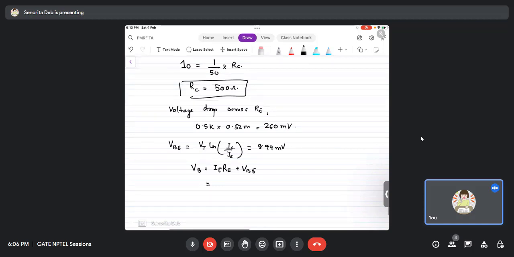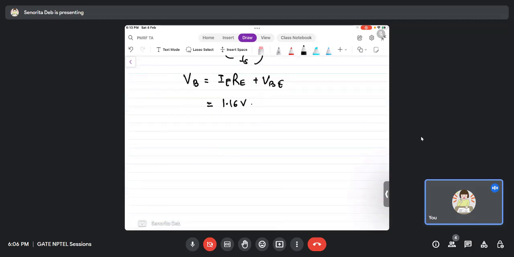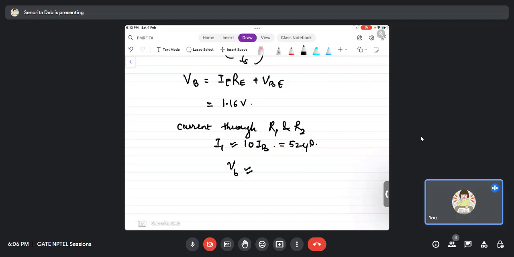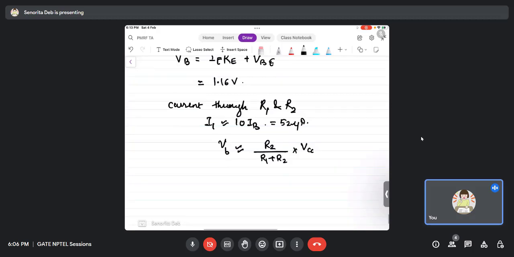Okay, so now as a rule of thumb, you know that we take the current through R1 and R2, which is basically we denote it with I1, right? I1 to be approximately 10 times IB, right? So with this, if you proceed, this will be 52 microampere, and therefore VB approximately equal to R2 by R1 plus R2 into VCC. This we already know, and I1 we know it is VCC by R1 plus R2. Right, so if you solve these two, I'm leaving it for you. R1 will be 25.8 K and R2 will be 22.3 K.